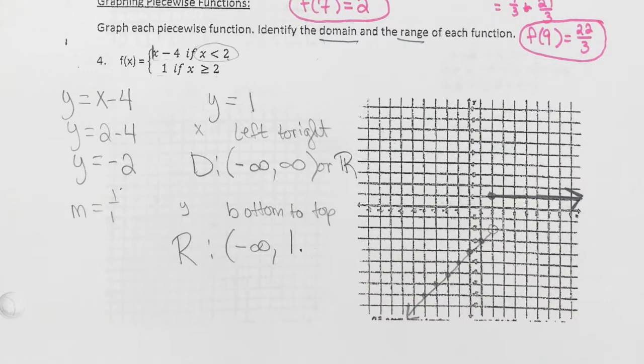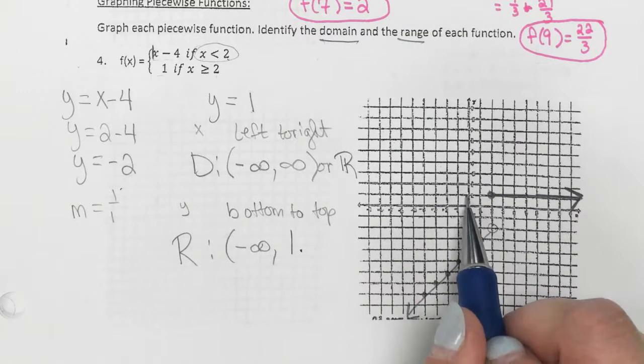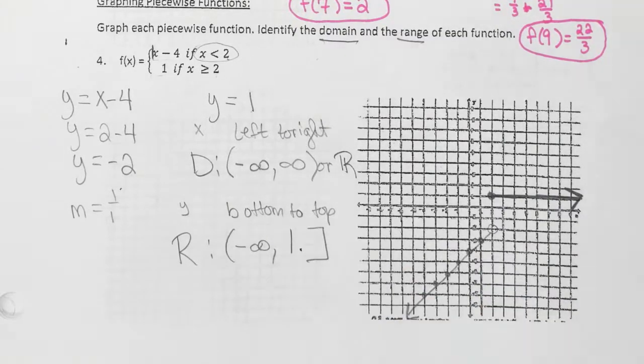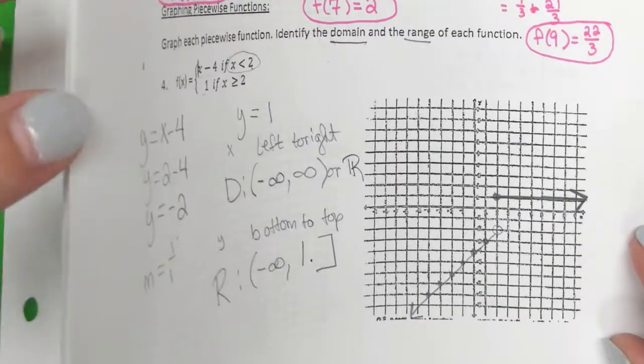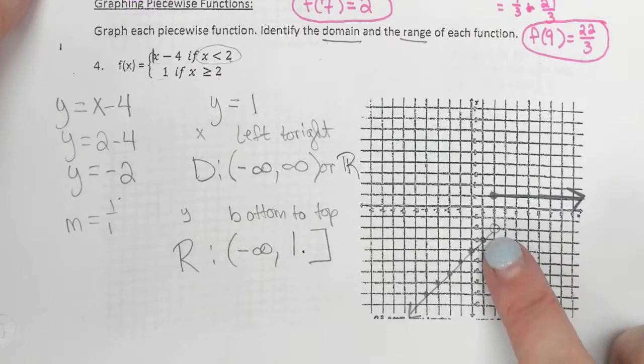Numbers are different. Numbers can either get a parentheses or they can get a bracket. So you got to look. It gets a bracket. Let's go to the next one. When can a number get a parentheses? If it has an open circle.